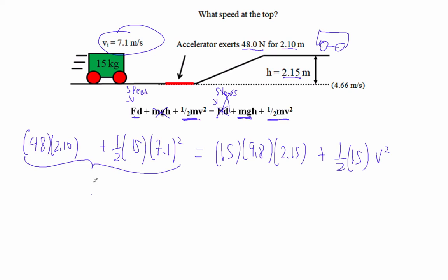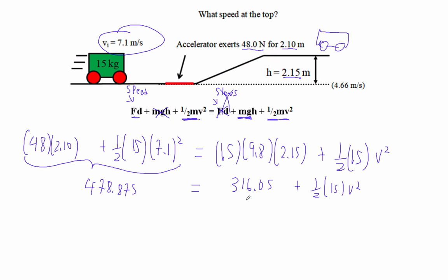This whole left side is 478.875. Let's figure out this term too. So 15 times 9.8 times 2.15. That's our 316.05. And then plus 1/2 15. Sometimes the math is the hardest thing, right? Okay, so then I'm going to go this minus this guy.